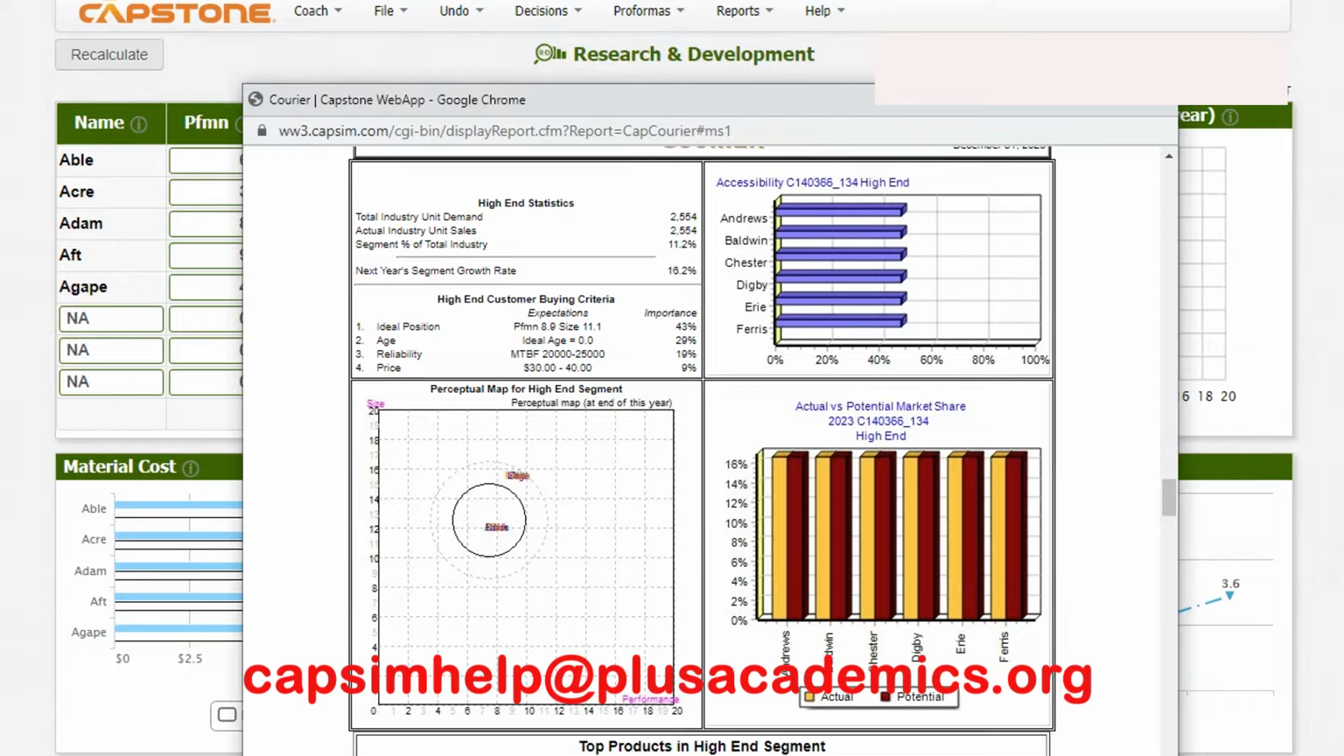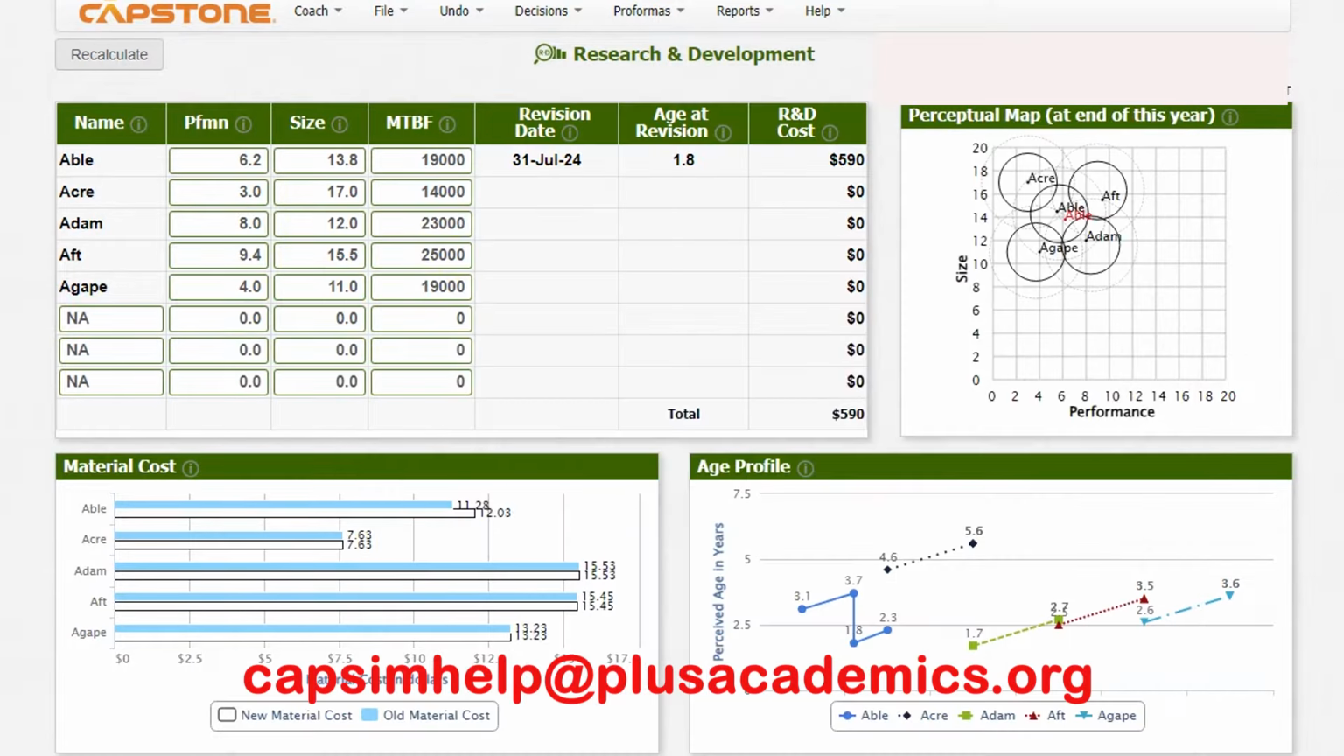And then finally, the price. You can leave the price the way it is, because for customers here, price comes last. As long as you have met the other customer criteria, they are willing to pay for that. Now let's provide them with a performance of 8.9 and a size of 11.1. Also remember to change the reliability, give them the maximum, which is 25,000.